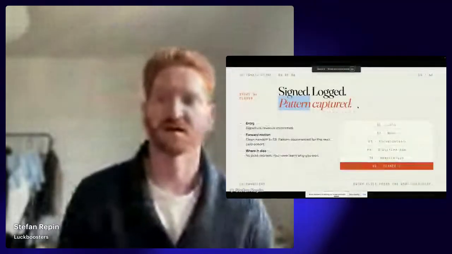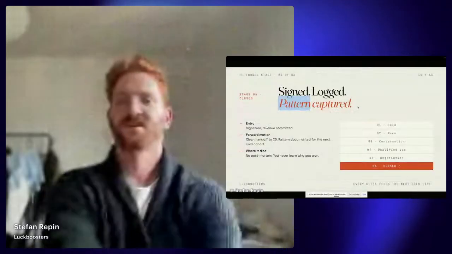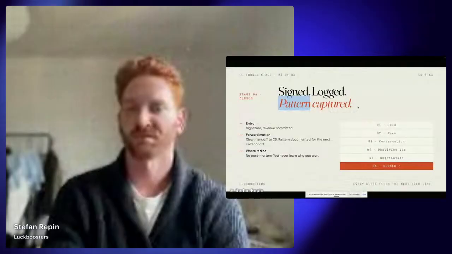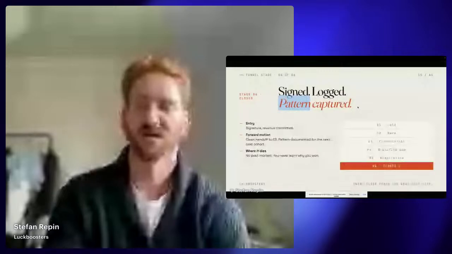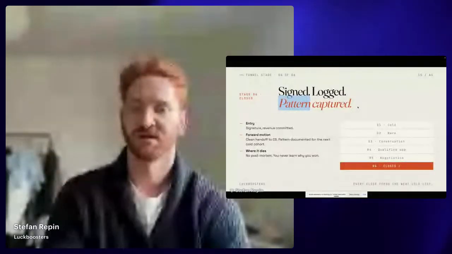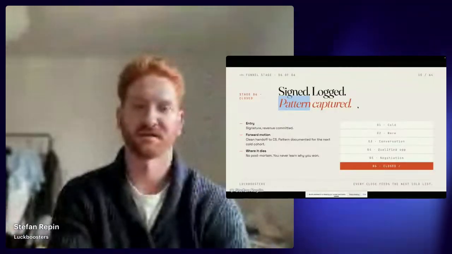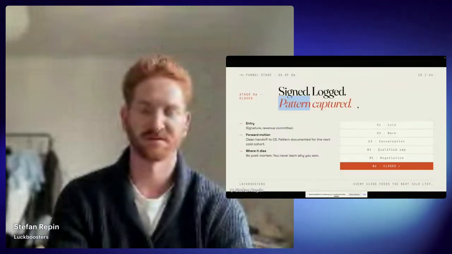Signed, logged. Entry: negotiation, which we discussed. Exit pattern: if they're committed, there is a clean handoff to customer success. The pattern is documented for the next cold outreach, so you have your document, the whole thing, for the next segment of buyers.